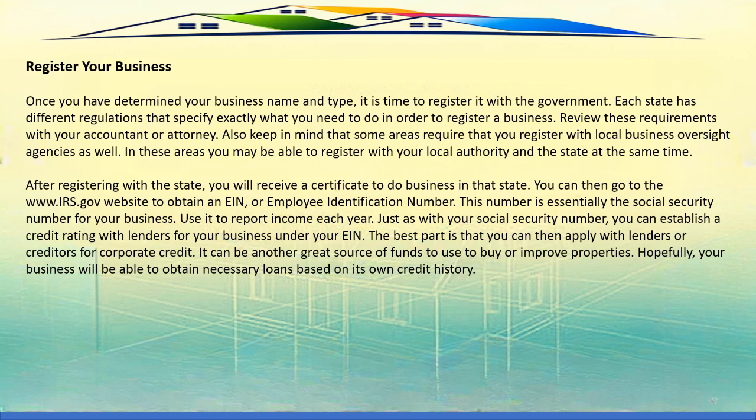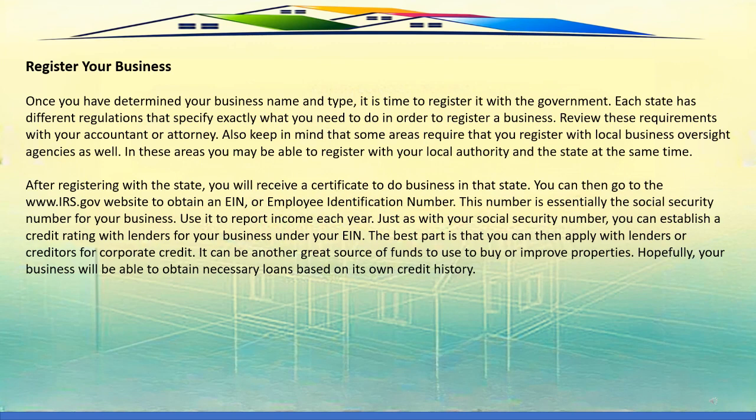After registering with the state, you will receive a certificate to do business in that state. You can then go to the www.irs.gov website to obtain an EIN, or Employer Identification Number. This number is essentially the Social Security number for your business. Use it to report income each year.